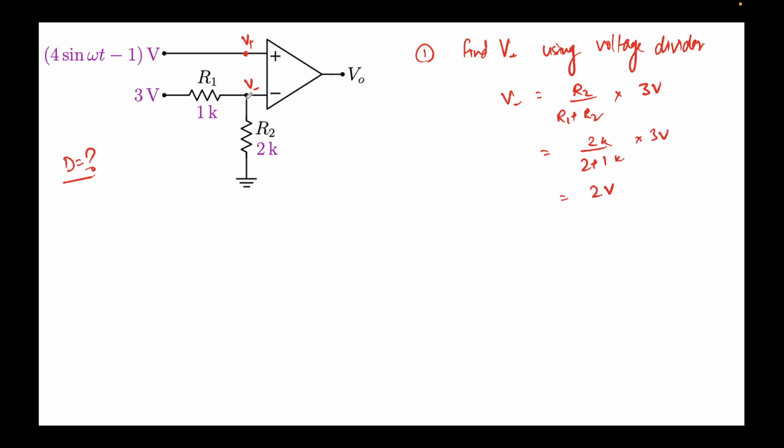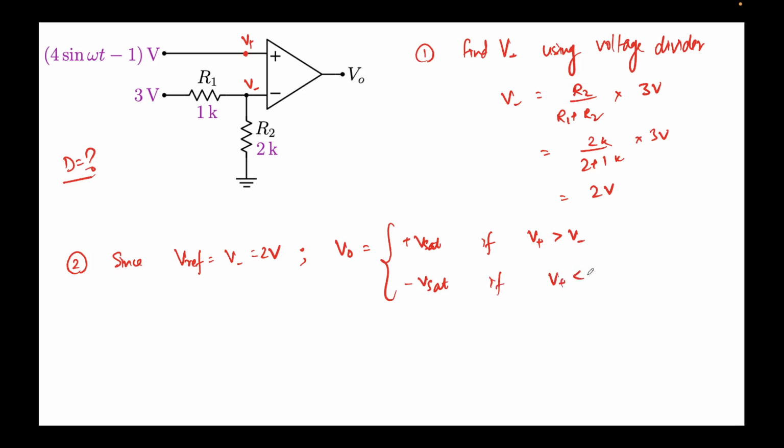Remember I talked about a Vref. This is the same thing. This is the reference. Now the negative terminal is fixed to a reference of 2 volts. Now in the second part, since Vref, which in this case is V minus, is 2 volts, V out will be equal to plus V sat if V plus is greater than V minus, and minus V sat if V plus is less than V minus. This is how a comparator operates. So V naught, the output voltage, will be plus V sat if V plus, this voltage, is greater than this voltage, right?